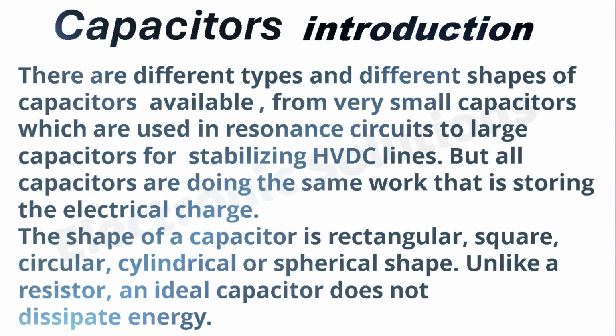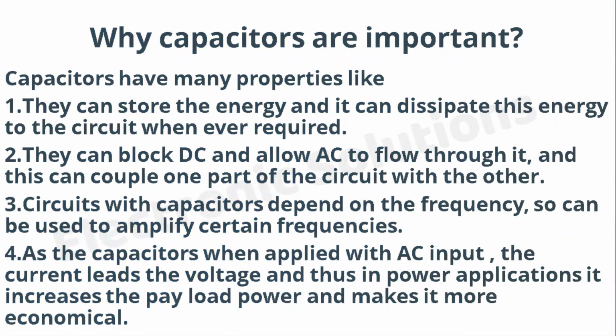Unlike a resistor, an ideal capacitor does not dissipate energy. Capacitors can block DC and allow AC to flow through, and this can couple one part of the circuit with the other. Circuits with capacitors depend on the frequency, so they can be used to amplify certain frequencies.